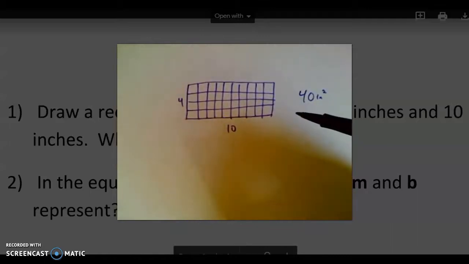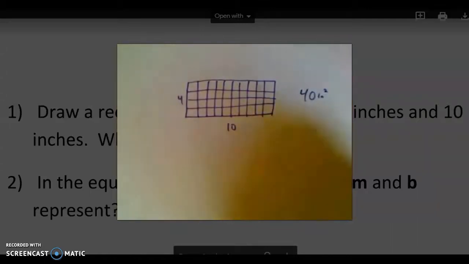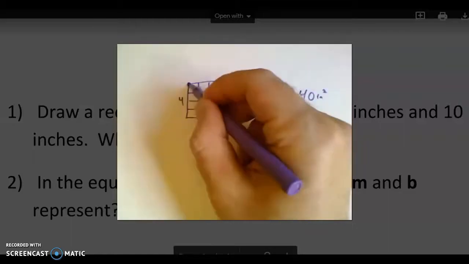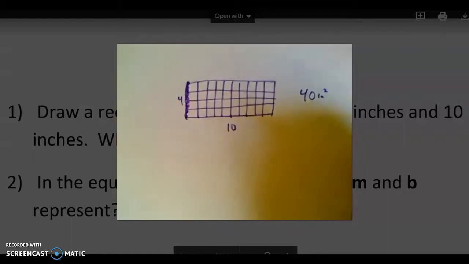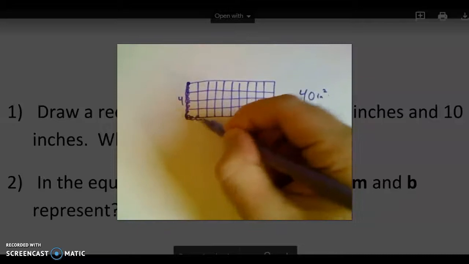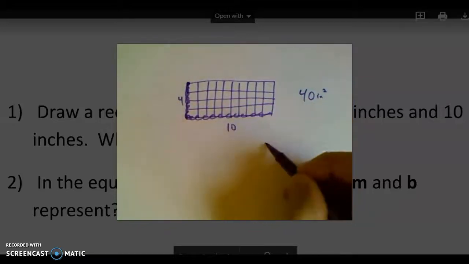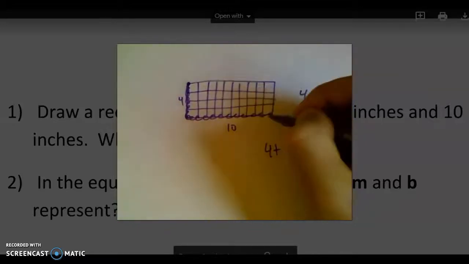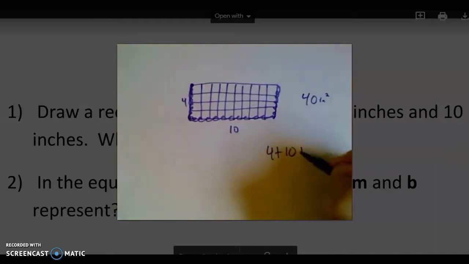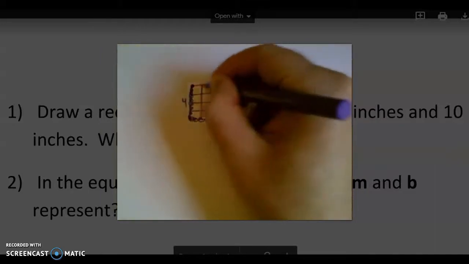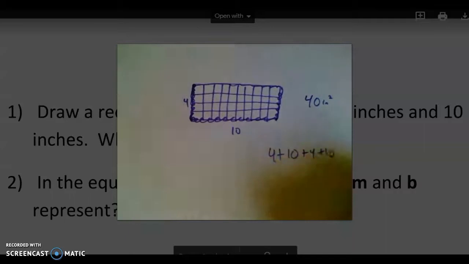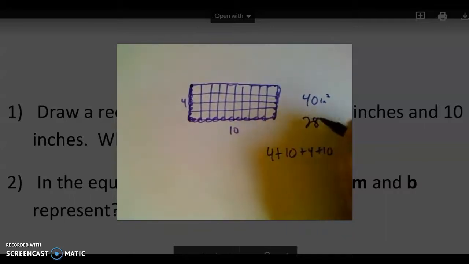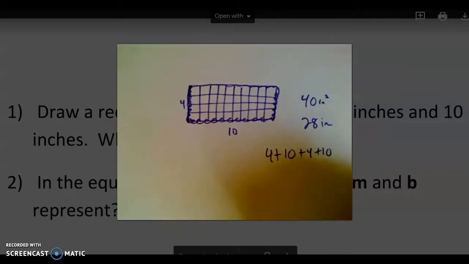The other part is asking what the perimeter of it is. That's if you were to build a fence. So if I were to just go down this side, it would be 4 inches long, and then this side's another 10 inches, and then this side's another 4 inches, and this last side is another 10 inches. So you add all those together, and we're going to get 28. And the 28 inches is the perimeter.